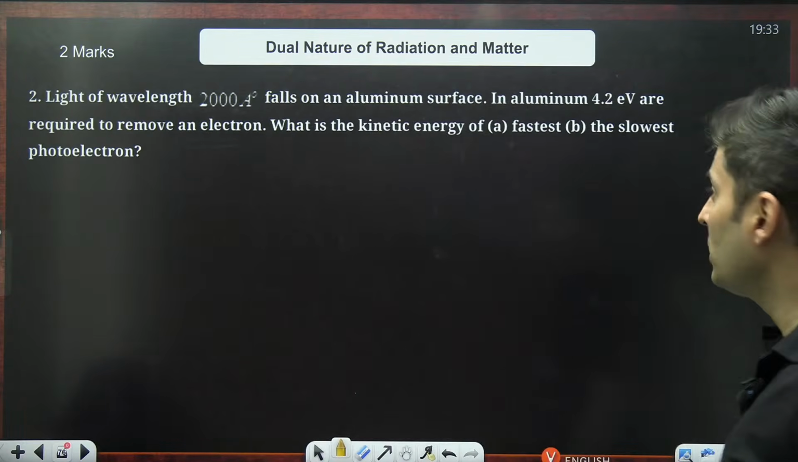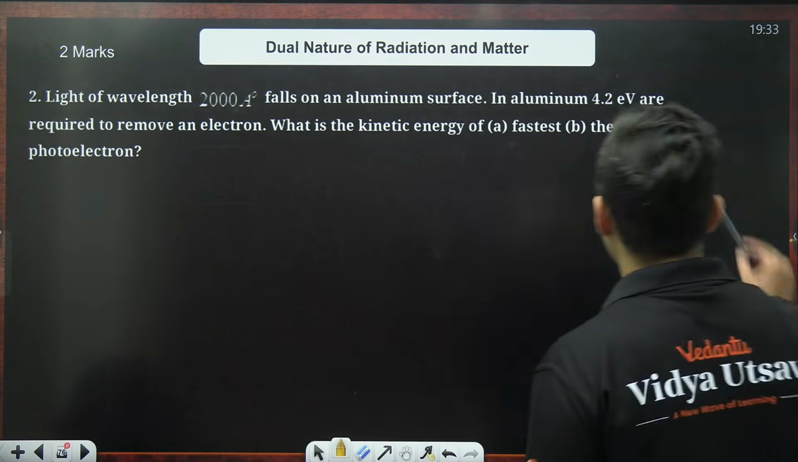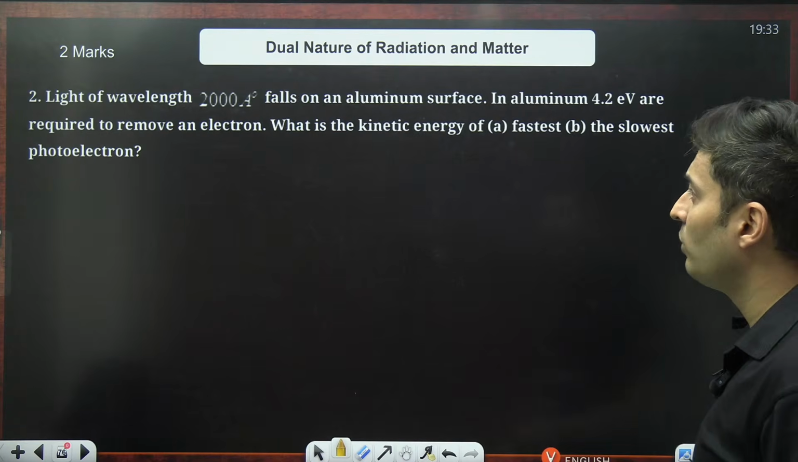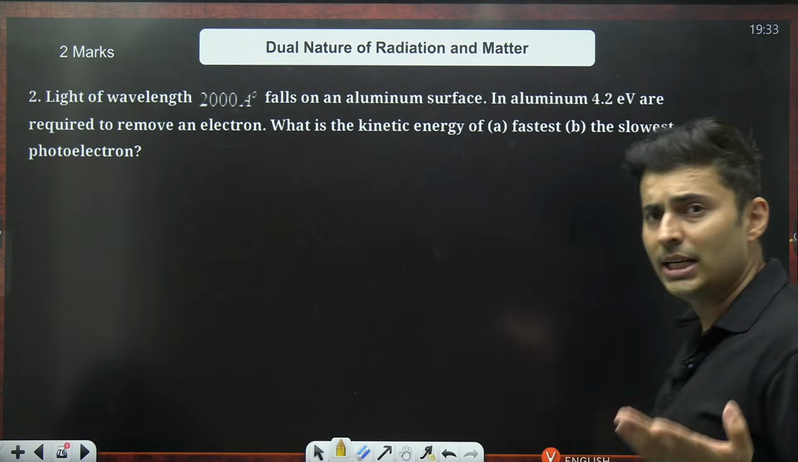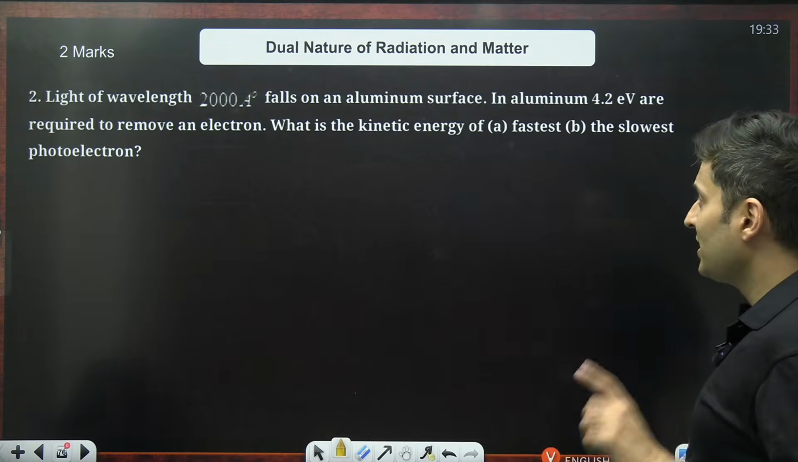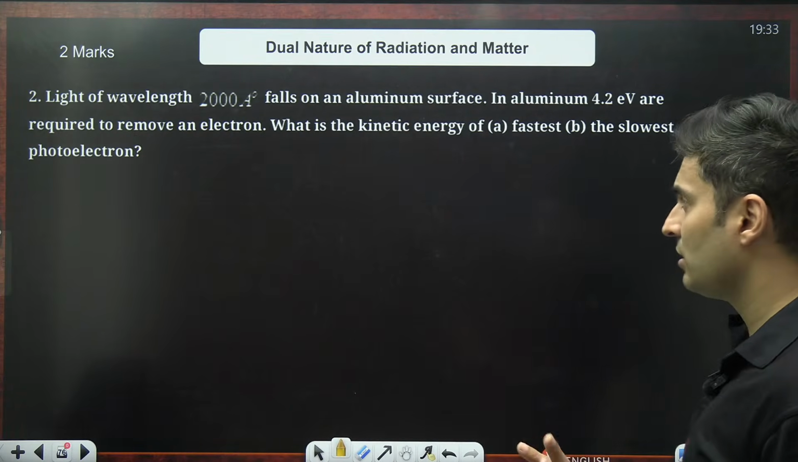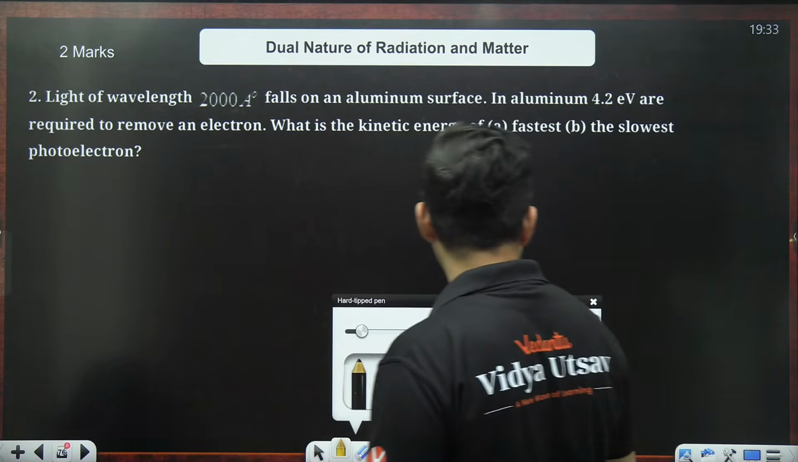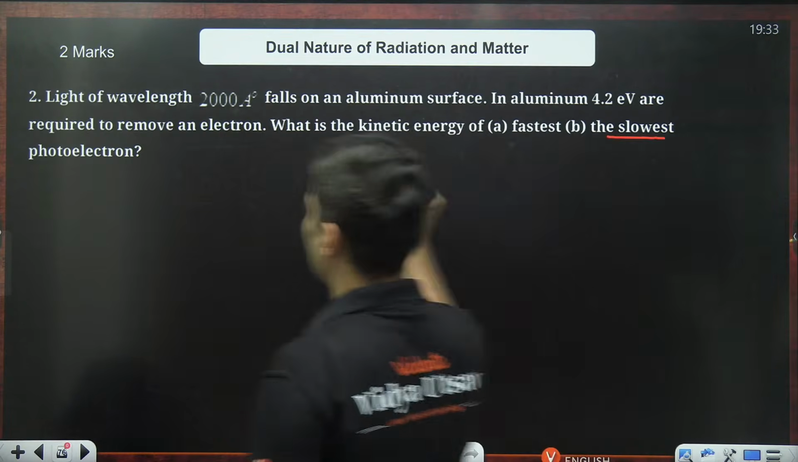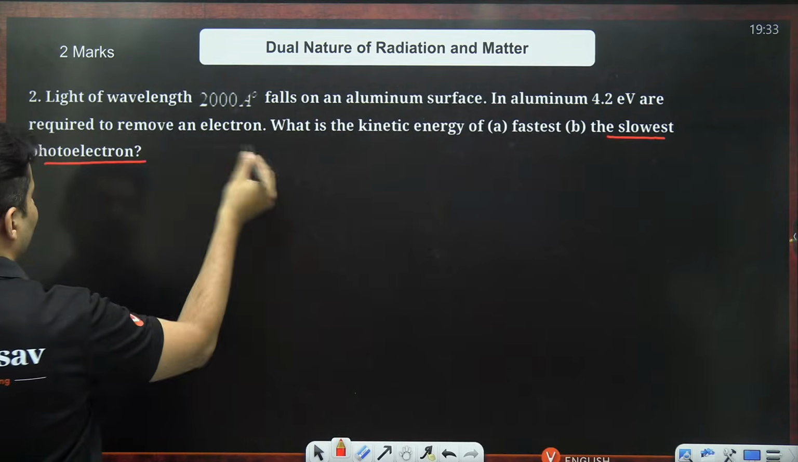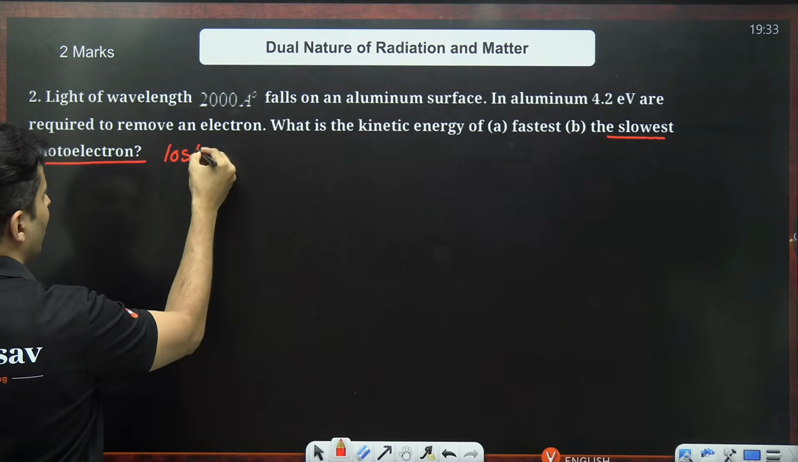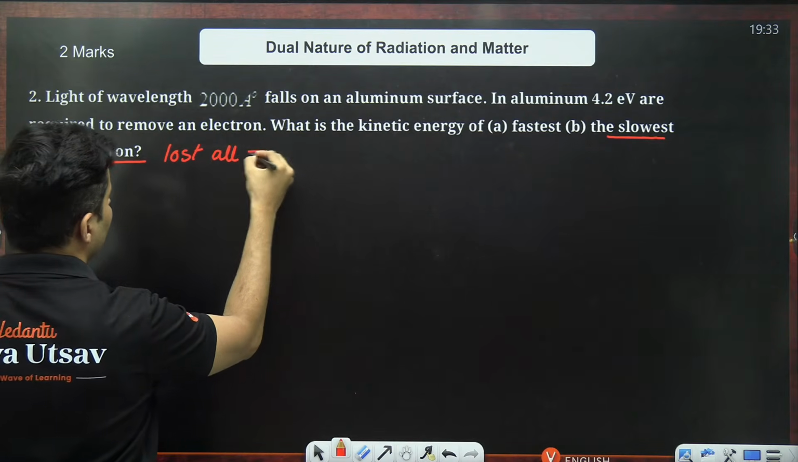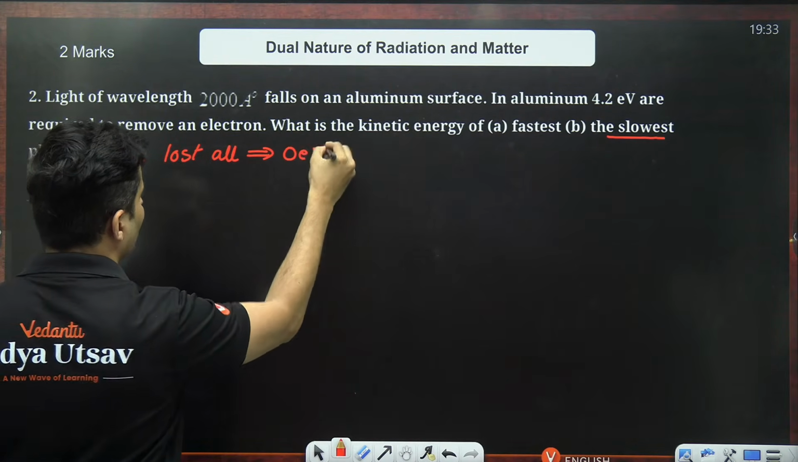Light of wavelength 2000 falls on aluminium. For aluminium, 4.2 electron volt is required to remove the electron, meaning that is the work function. What is the kinetic energy of the fastest and the slowest photoelectron? The slowest is very obvious, guys. The slowest photoelectron will have lost all of its energy, so the energy will be 0 electron volt.